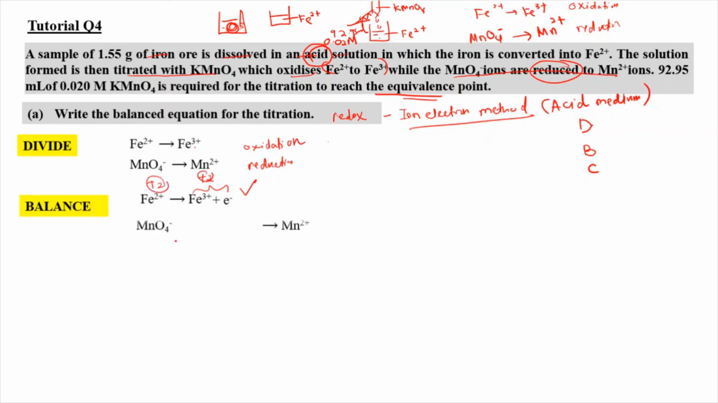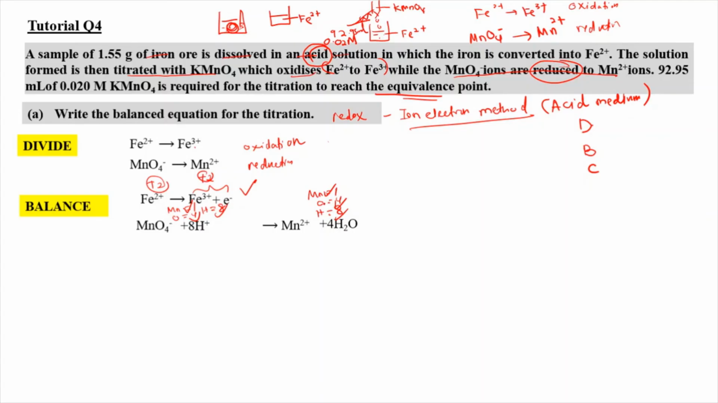For MnO4 minus, the number of manganese atoms is the same, but here there are 4 oxygens. So you need to add 4 molecules of water. Manganese 1, manganese 1, oxygen 4, but now hydrogen is going to have 8. As a result, you add 8 H plus. So the number of atoms on both sides is basically equal.